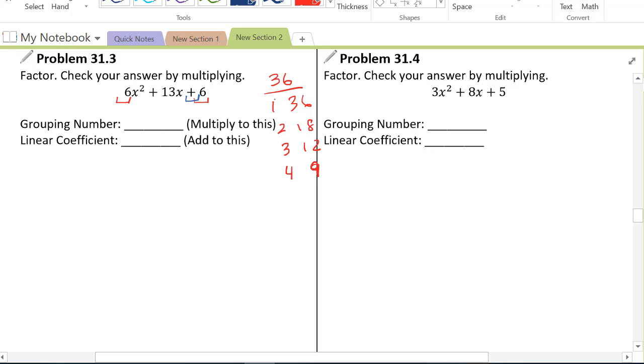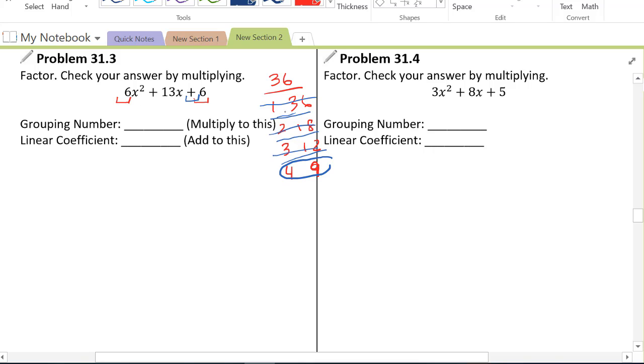If I add the first pair together, 1 and 36, that's 37. That doesn't work. If we add 2 and 18 together, that's 20. That doesn't work. If we add 3 and 12 together, that's 15. That doesn't work. If we add 4 and 9 together, that's 13. So that's the correct one. That's the one we're going to use.